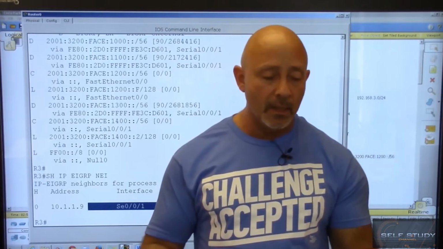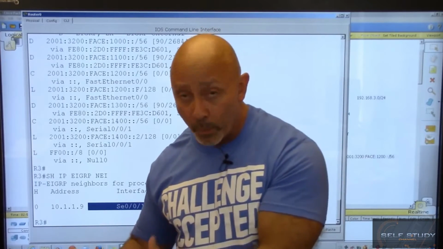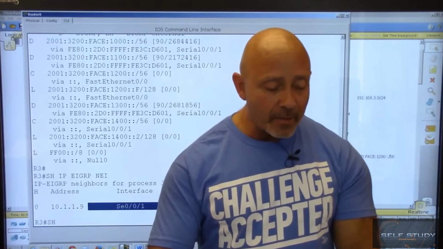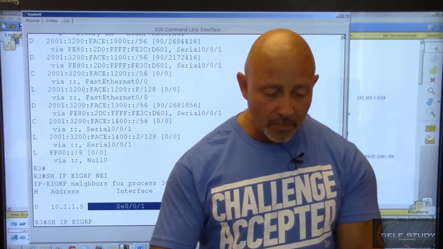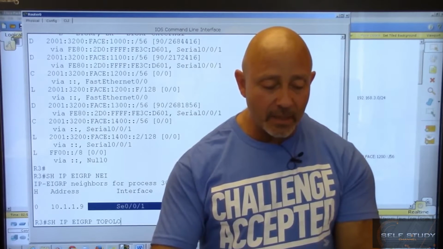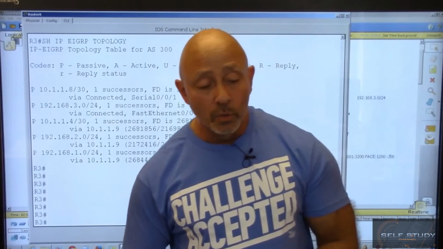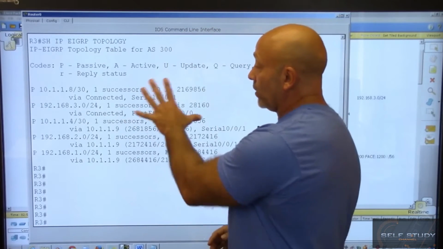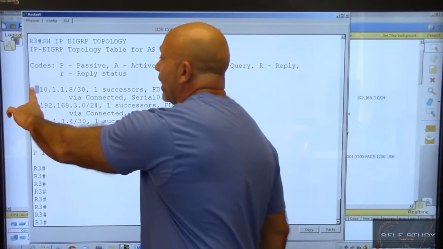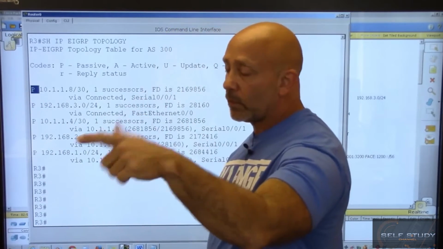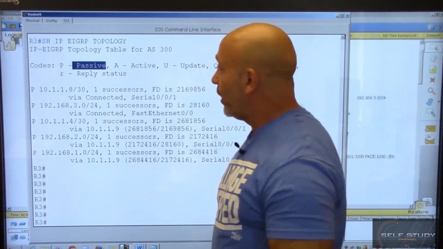Show IP EIGRP neighbor, show IP EIGRP topology, even more important, because I guarantee you, let me do an up arrow here and just do topology. I guarantee you, because I would do it on my exam, you will get a print screen that looks something like this of a topology table. You need to make sure that, hey, passive, good to go, right?